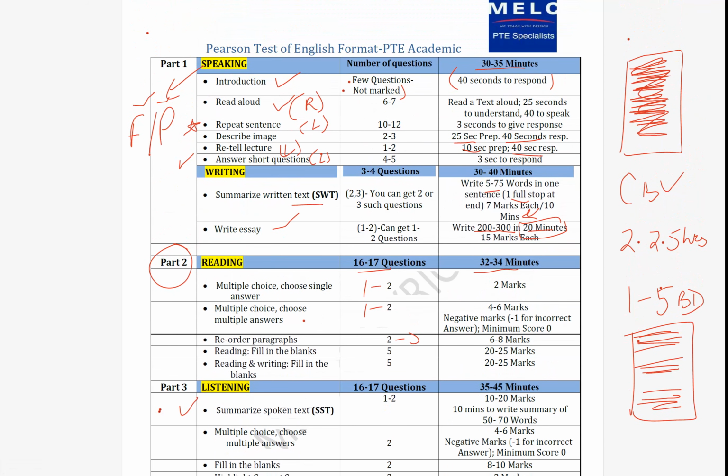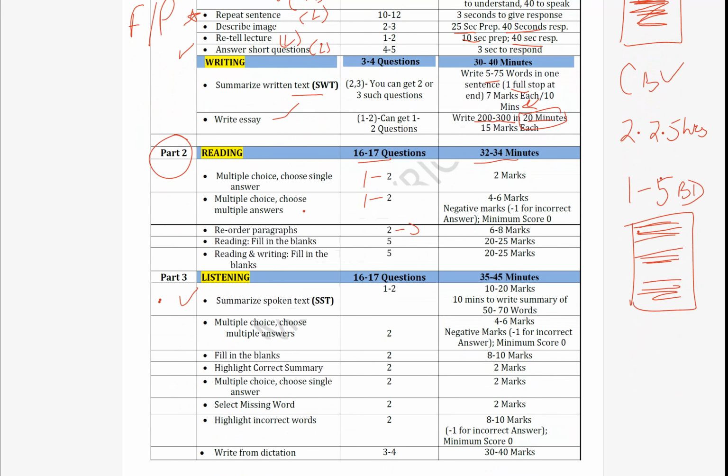In retell lecture, you listen to a lecture and then you speak for 40 seconds. However, in summarize spoken text, you listen to a lecture and then you write a summary of 50 to 70 words. So this affects your writing score. So remember, summarize spoken text affects your writing score to a great extent. You can get 1 or 2 questions. So 10 marks for 1 question, 20 marks.